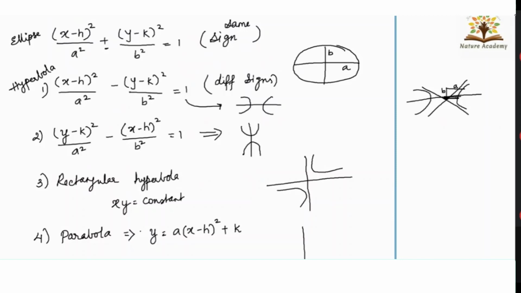Means if I draw the parabola like this, maybe if this is the vertex, this will be (h, k). h will be the horizontal coordinate axis value and k will be the vertical point. Okay, so this was the story of curves. We will need to use this, or we will need to identify this. It depends on what type of question is asked.